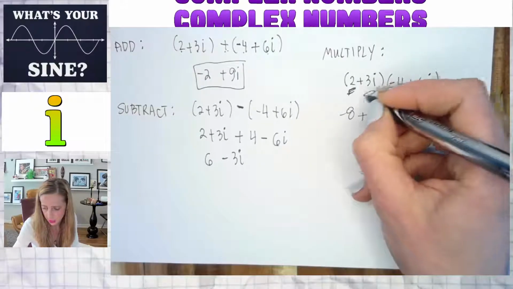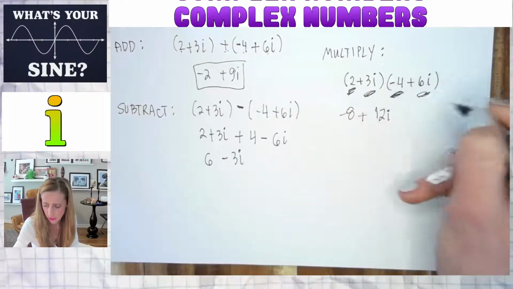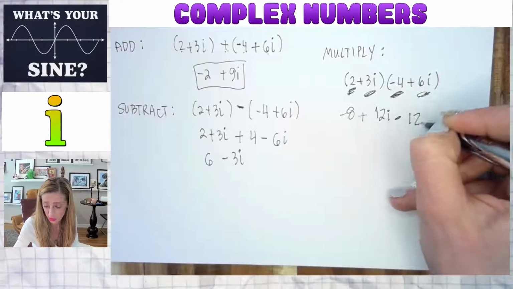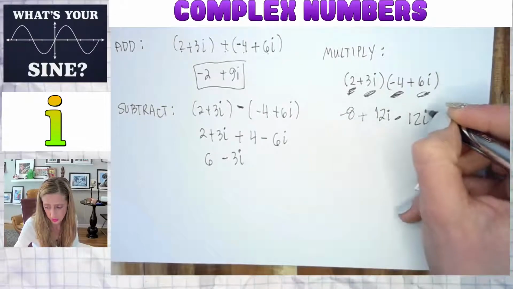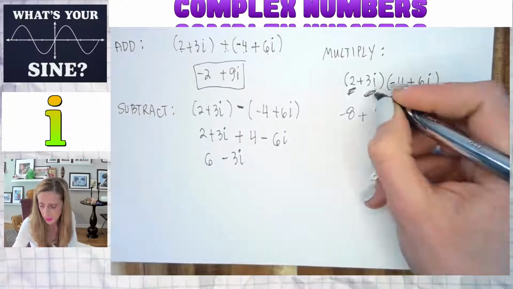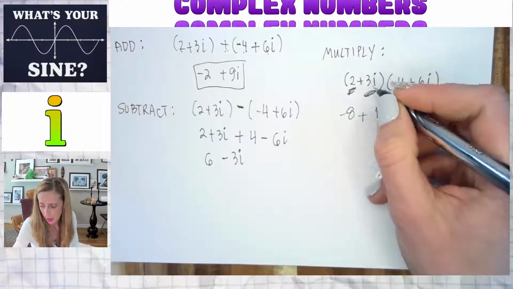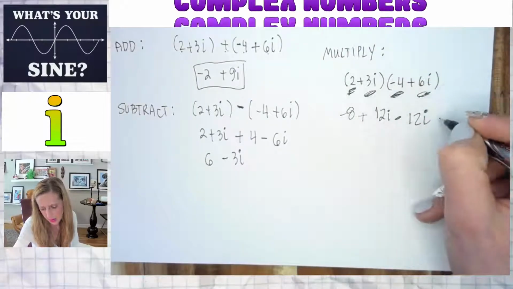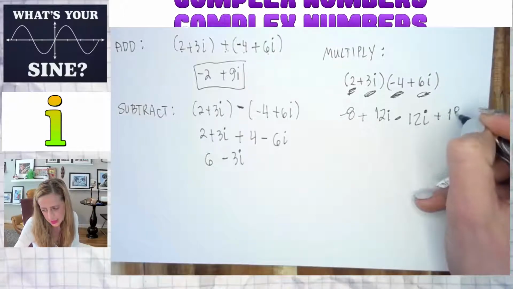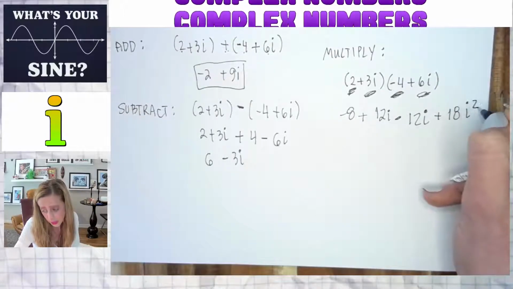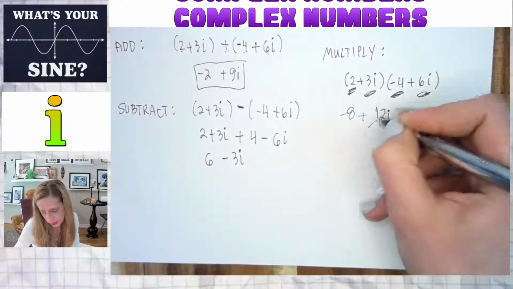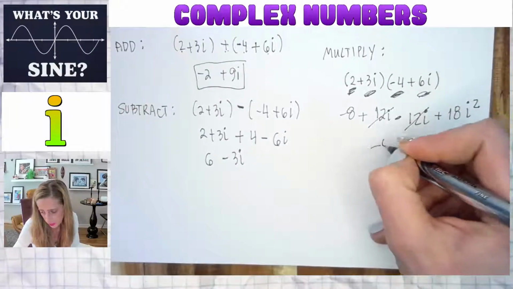Almost done with all this stuff, okay? 3i and negative 4 is negative 12i. Ooh, that's coincidence. They're going to actually eliminate. That doesn't always happen. And then 3i and 6i, that's going to be plus 18i squared. I didn't do that on purpose. It just happens sometimes.